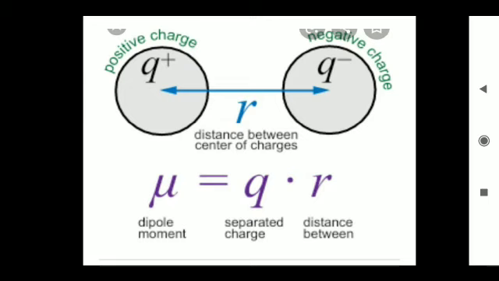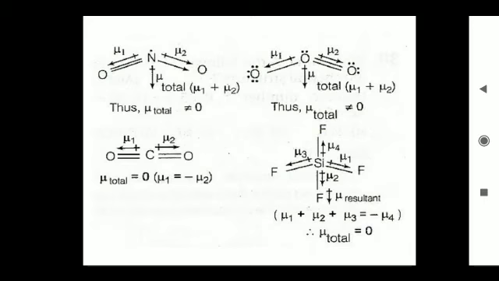By clearly observing the following diagram, we will calculate the dipole moment. Dipole moment mu is equal to Q into r. Q means the separated charge, r means the distance between the two charged centers. By observing the following types of molecules, you will observe the dipole moment values.